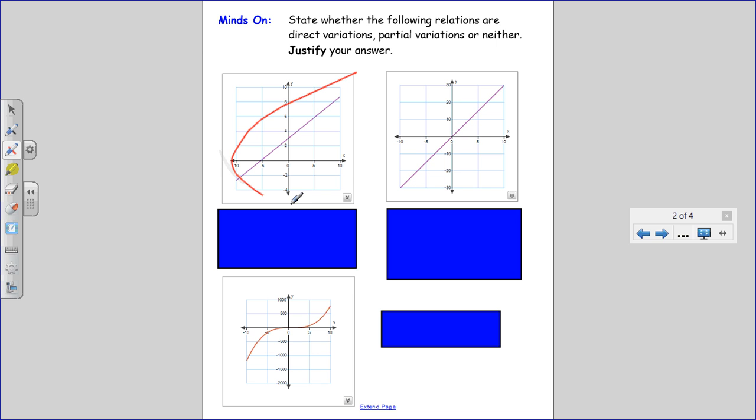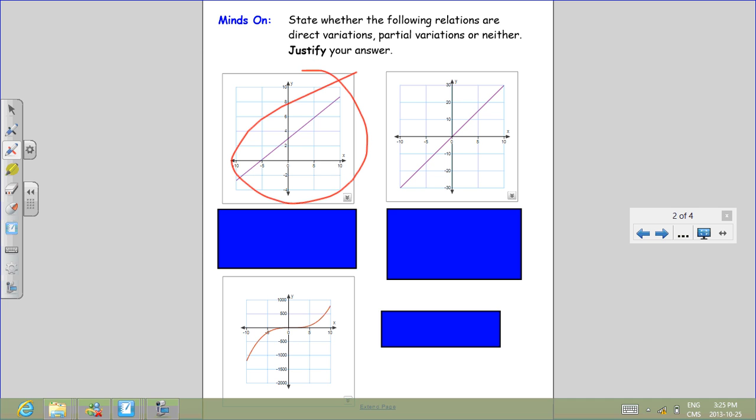If you look at this first graph, we can see a straight line, which means it's a variation of some form. And the line passes through y equals 3 on the y-axis. So it's not a direct variation, it's a partial variation.